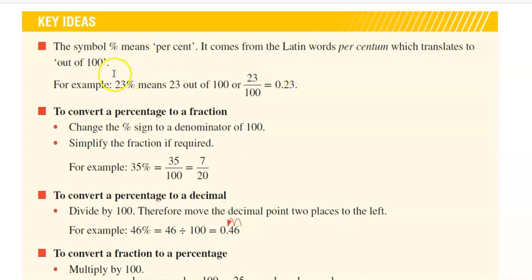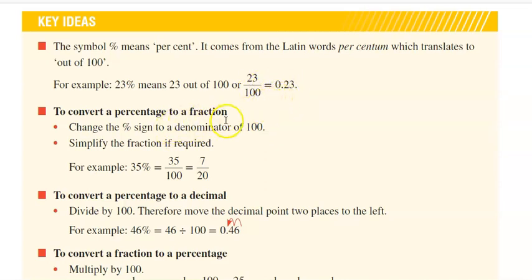So in this example here, we have 23%, and there are two formats that we can show this. In fraction format, which is 23 out of 100, and word format, 23 out of 100, or decimal format, 0.23. And we're going to look into the skills of how to convert from one to another.